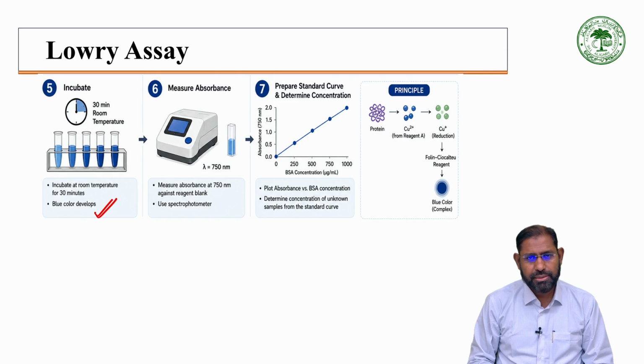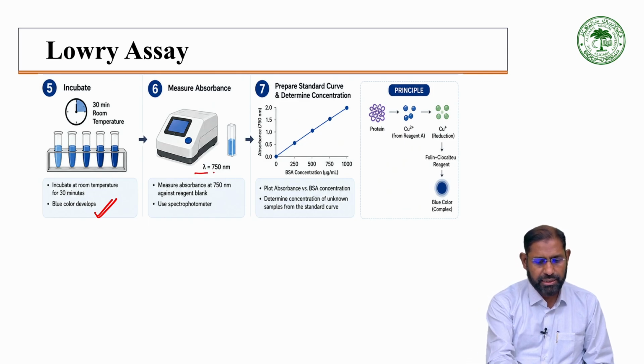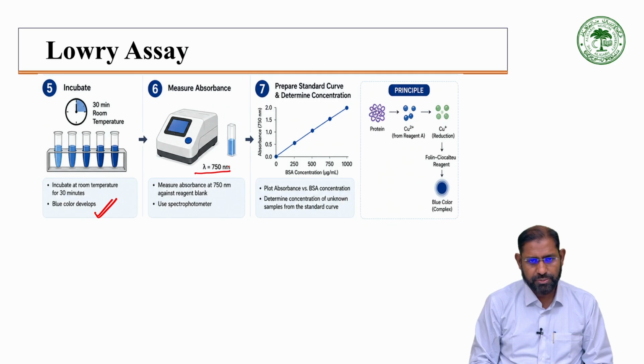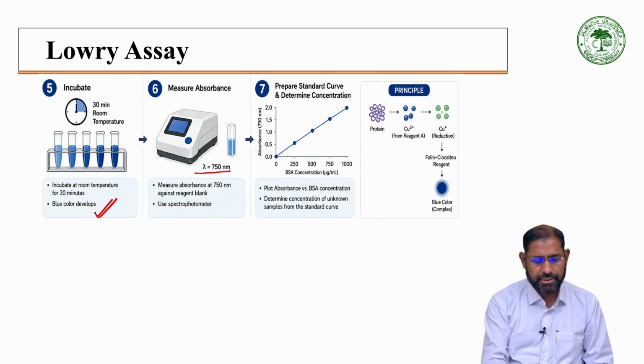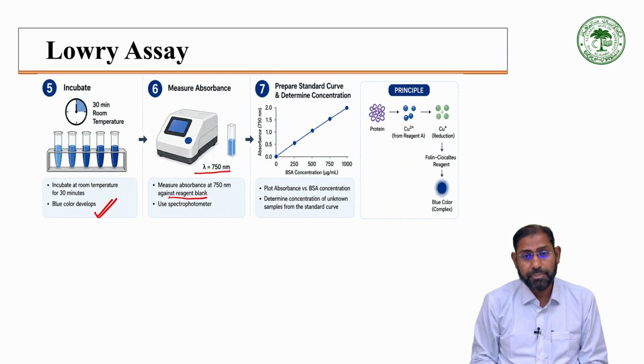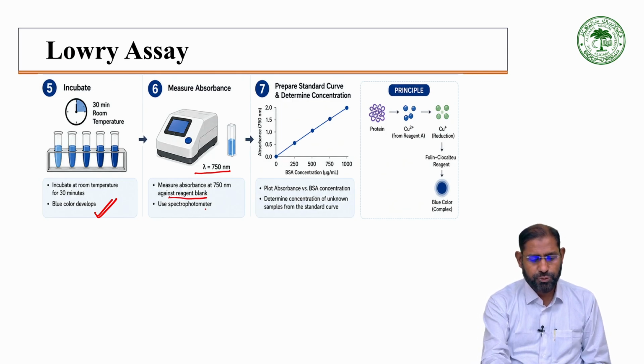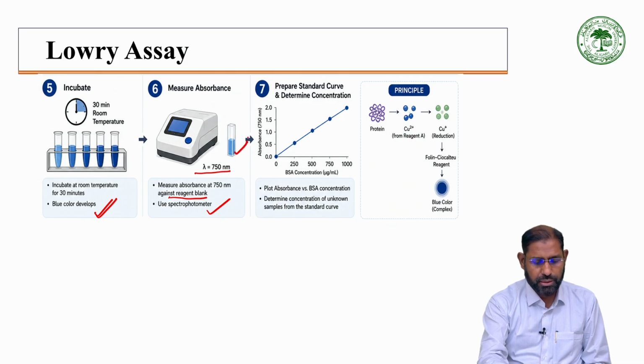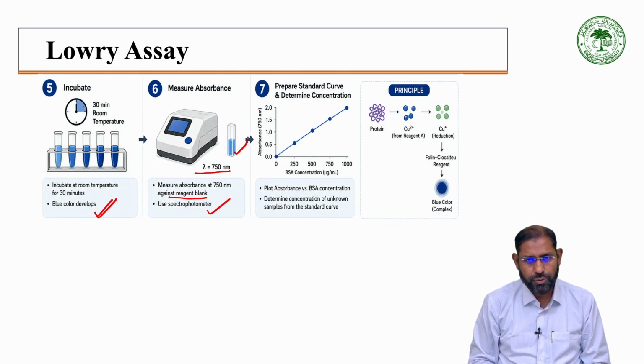And now we have to measure the blue color. In this case, the wavelength is 750, the maximum absorption we have, measured against the reagent blank. We have to compare with the blank. And we use in this case a spectrophotometer. This is a cuvette we use for measurement, to add the solution in the cuvette.